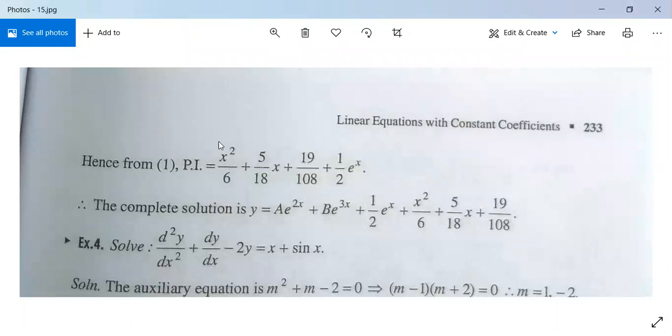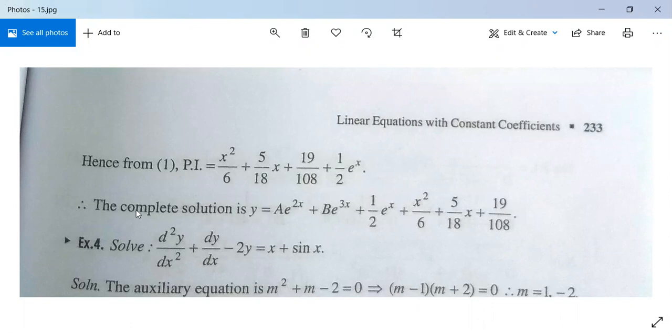So the particular integral will be the sum of both: x²/6 + 5x/18 + 19/108 + (1/2) e^x, and therefore the complete solution will be y equal to CF plus PI. So this is your CF and this is your PI. This is our complete solution.